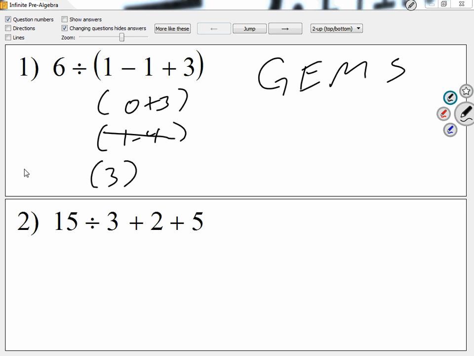So my question here, it says 6 divided by 3. How much is 6 divided by 3? 2.